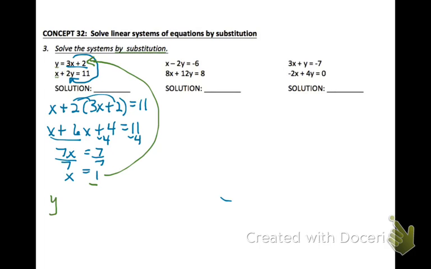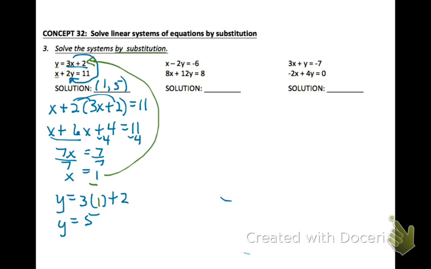So I get y equals 3 times whatever x is, and in this case it's 1, plus 2. So y equals 5. And then I write my solution as an ordered pair. So these two lines cross at the point 1, 5.